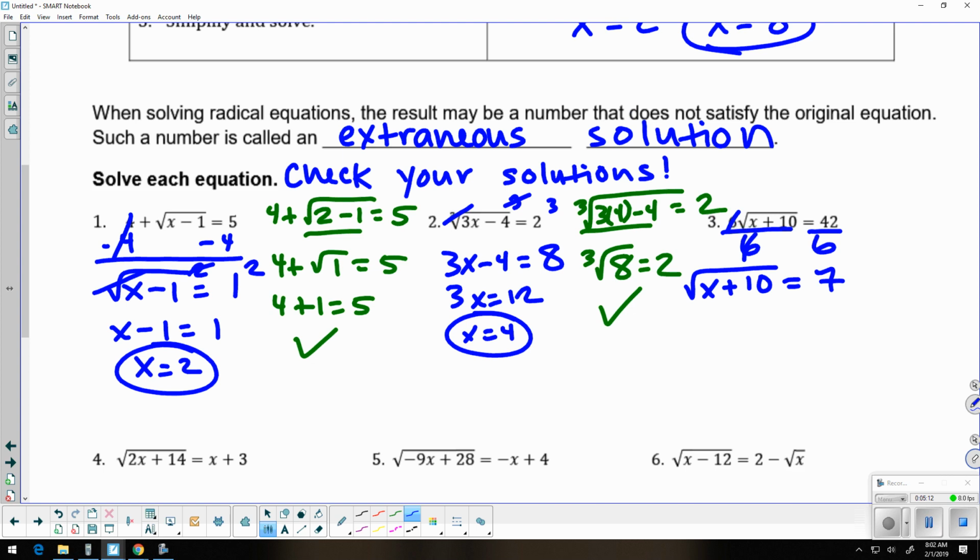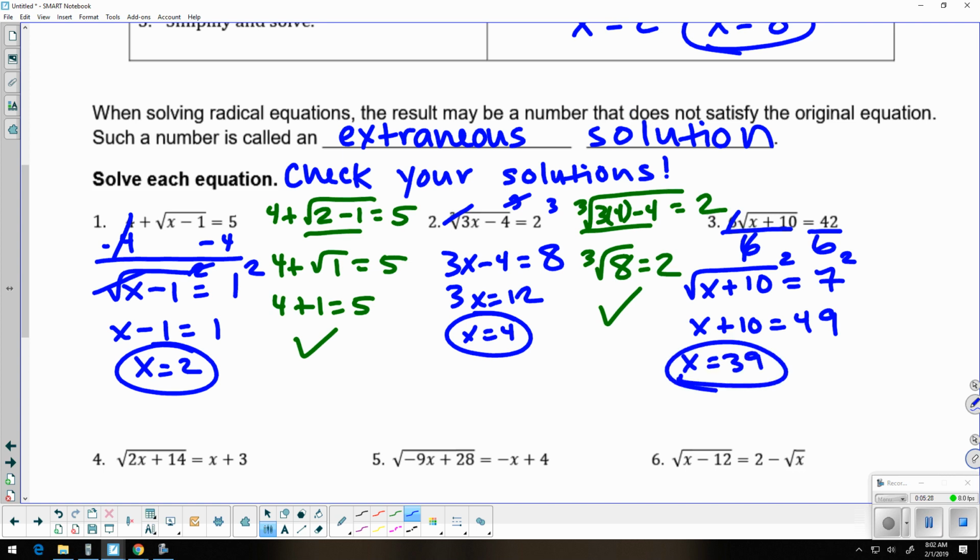Okay, so once the radical is isolated, step 2 is now get rid of the radical. So it's a square root, so you square both sides. So x plus 10 equals 49, 7 squared. And now just subtracting 10, x equals 39.